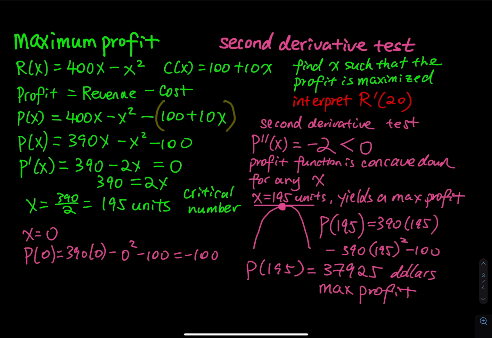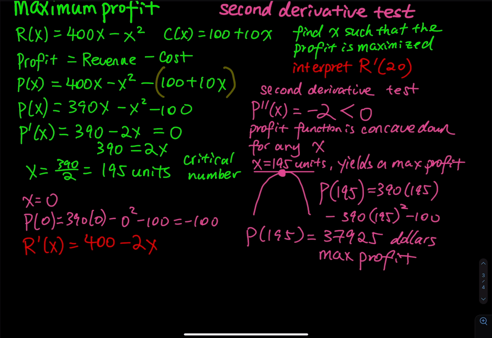And then what about the R prime of 20? To find R prime of 20, we have to find the marginal revenue. So we have R prime of x equals, what is that equal to? R is right over here, right? So R prime of x equals 400 minus 2x, and then you plug in x equals 20. So R prime of 20 is 400 minus 2 times 20. So 400 minus 40 is 360.